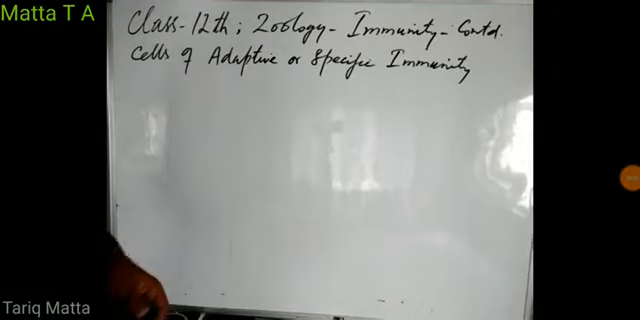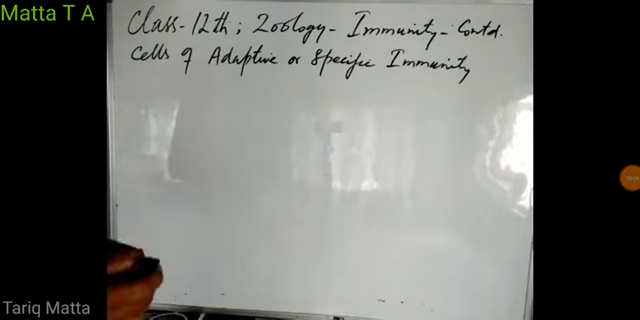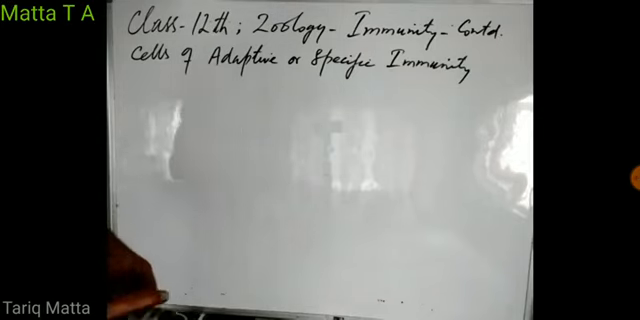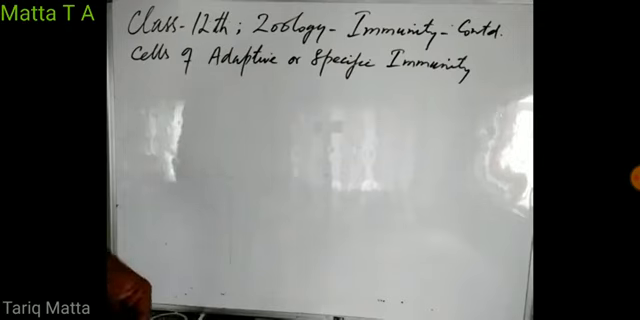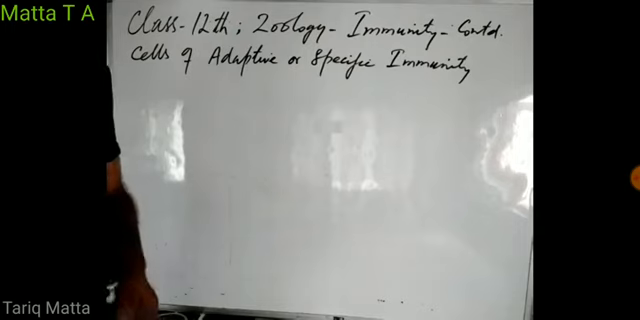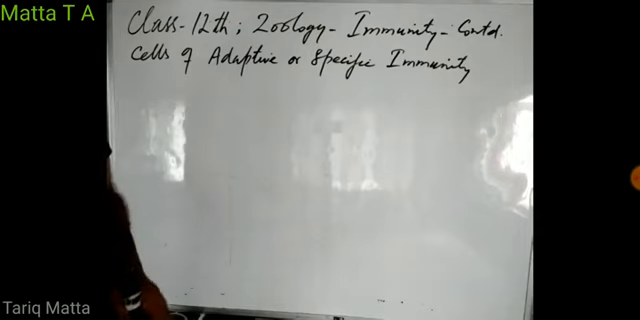So let us start today's topic. We were discussing immunity, and we are discussing adaptive or specific immunity. In the last lecture, I told you about the four distinguishing properties of adaptive or specific immunity. First of all, it only works in the presence of the pathogen or disease. Second, it displays a specific response against a specific pathogen or a specific disease.